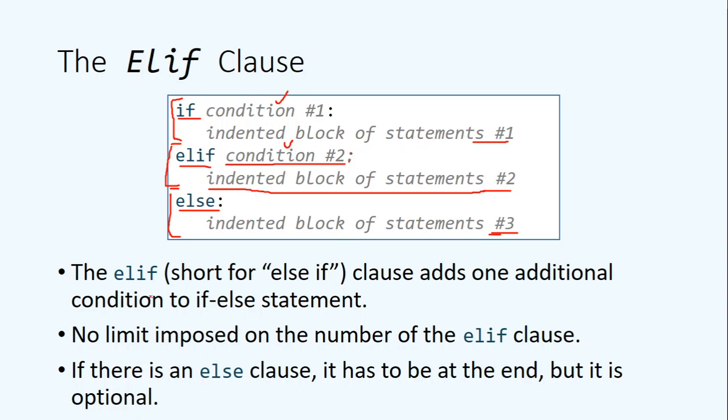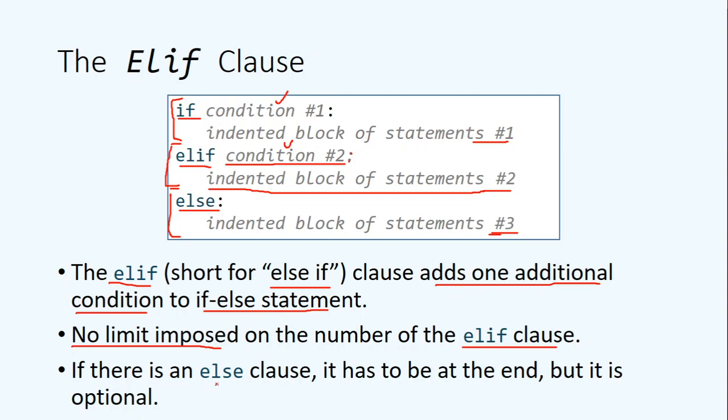If you look at the description here, it says that ELIF really means else if. That's just a short form that Python introduces. It allows you to add one additional condition to the if else statement, right? So how many else if clauses can you have? Thankfully, there is no limit imposed on the number of else if clauses. Theoretically, you can add as many else ifs as you want, and the Python language actually allows that.